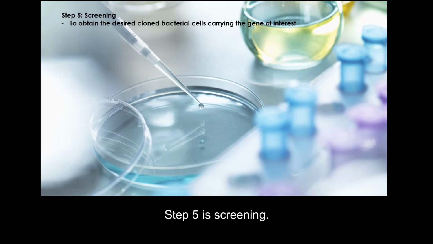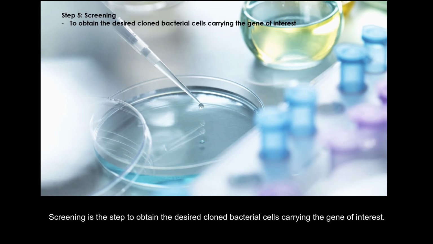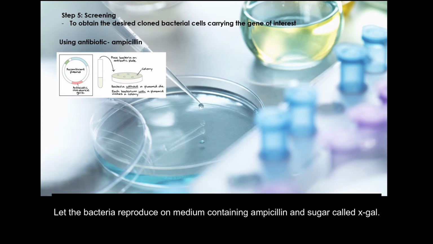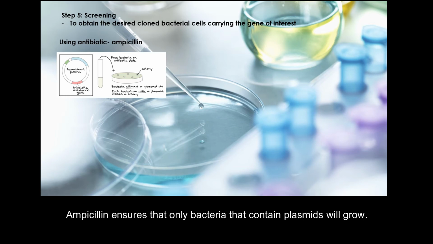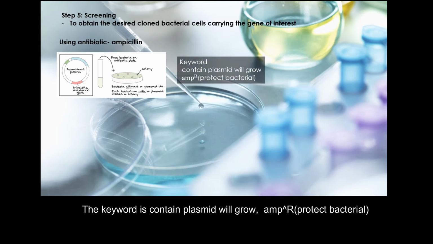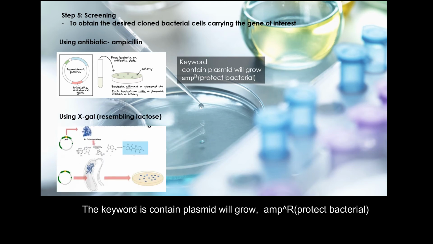Step 5 is screening. Screening is the step to obtain the desired cloned bacterial cells carrying the gene of interest. Let the bacteria reproduce on medium containing ampicillin and a sugar called X-gal. Ampicillin ensures that only bacteria that contain plasmids will grow, because the plasmid has the ampR gene that produces a protein that protects bacteria from ampicillin. The key words are contain plasmid will grow, ampR protects bacteria.